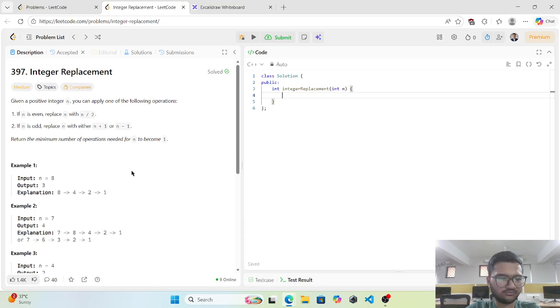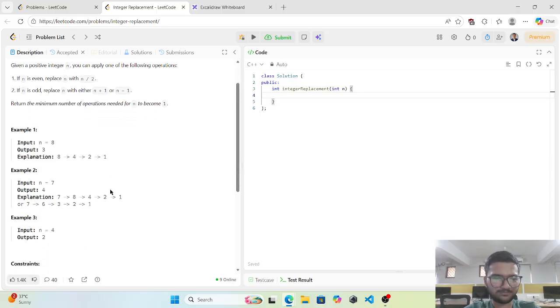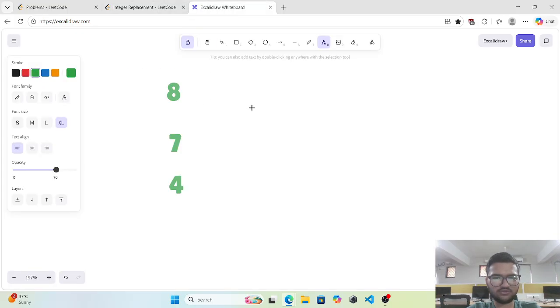In this question, what we are doing is: if n is even, then we replace n with n by 2, and if n is odd, then we replace n with n plus 1 or n minus 1, and we try to find the minimum steps for n to become 1. So we have given three examples. Let's look at the visual representation of these examples.